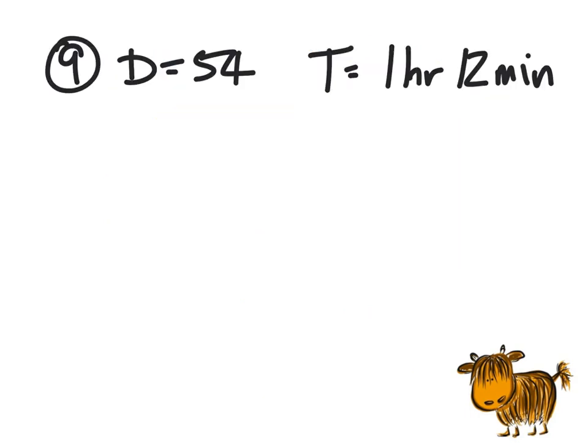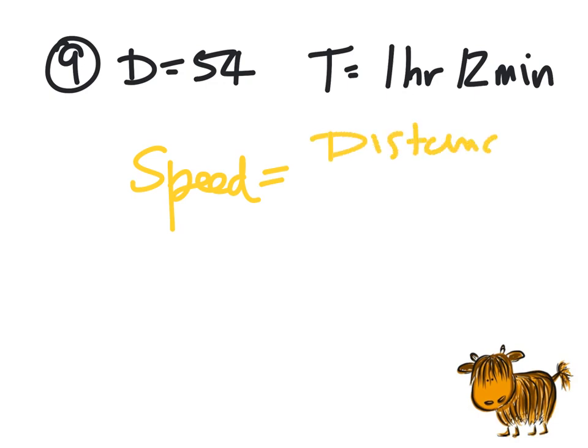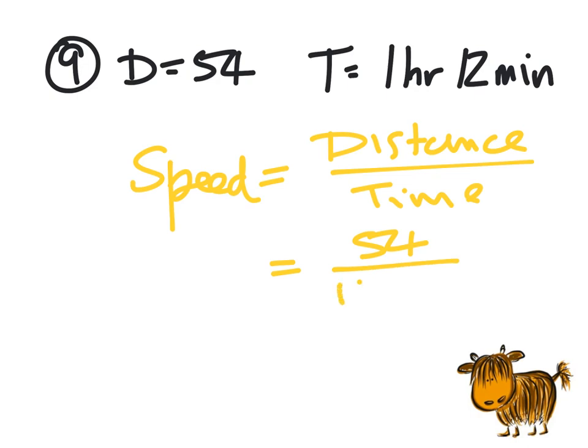Lastly, number 9, distance, speed, time, used to calculate the speed. We know the formula for speed is distance divided by time. Luckily for us, the question tells us what the distance is, 54. It also tells us the time is 1 hour and 12 minutes. Well, we can't put that in our calculator. So, what are we going to do? Well, the issue here is this 12 minutes.